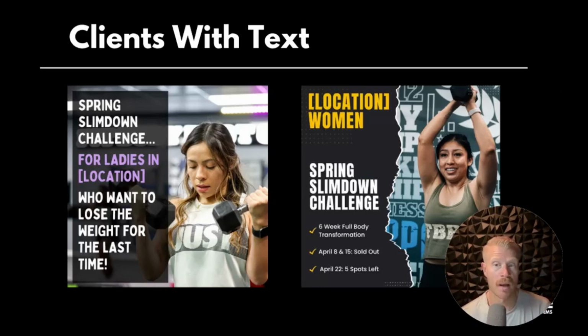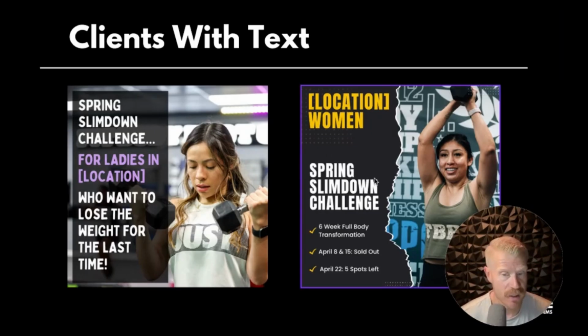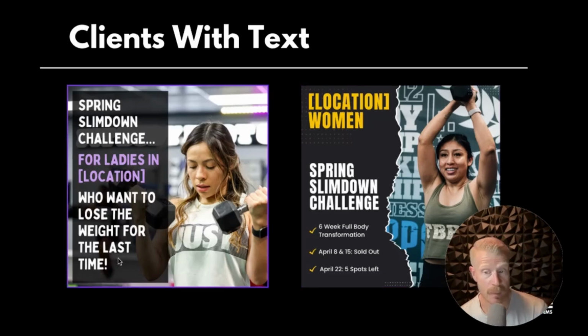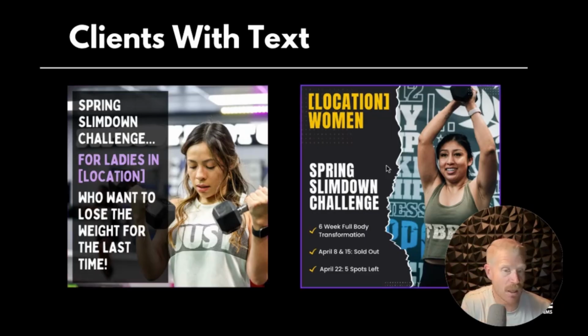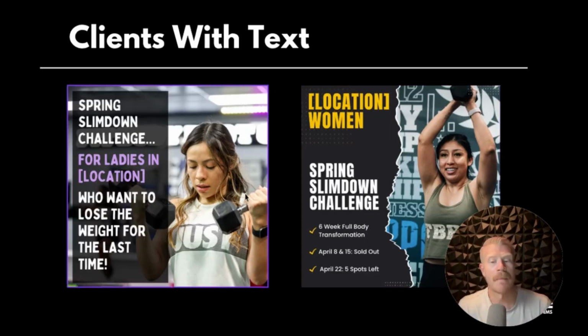The next is what I call clients with text. So you're going to have images with your clients, and you're just going to put the text over top of it. The text framework is very similar to what we've talked about. It's a good idea to call out your audience, let them know maybe what you're marketing, Spring Slim Down Challenge, for example. Maybe you have on there some of the desire that your client is looking for. So that way they can see that who you're calling out resonates with them, the desire matches with them, and then they can see your clients and see like, oh, these seem like my type of people, and this seems like a gym for me.